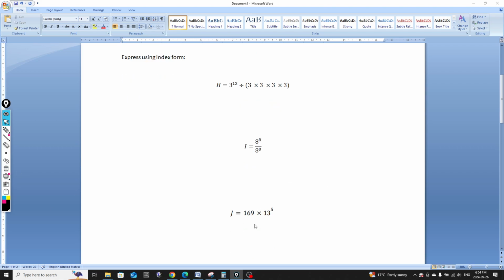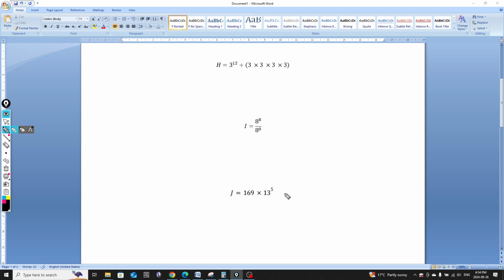And we go down to this one now, 169 times 13 to the power of 5. You might be looking at that and it might scare you a little, but it shouldn't. Maybe it'll stop scaring you as soon as you realize that 169 is actually a perfect square. 169 is 13 times itself, 13 to the power of 2. So this is 13 to the power of 2, and this is 13 to the power of 5.